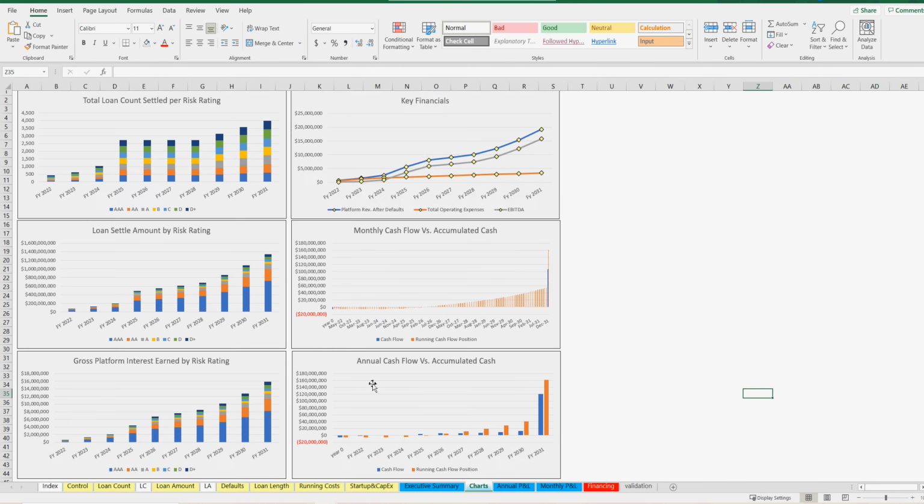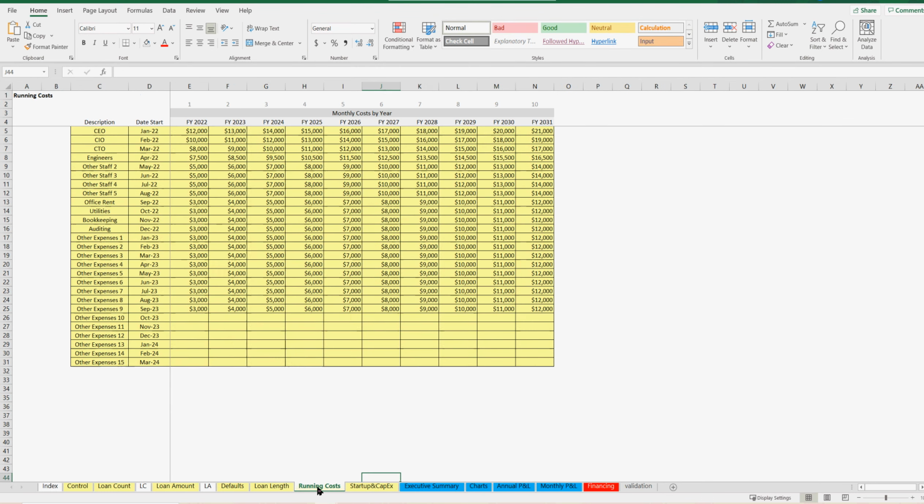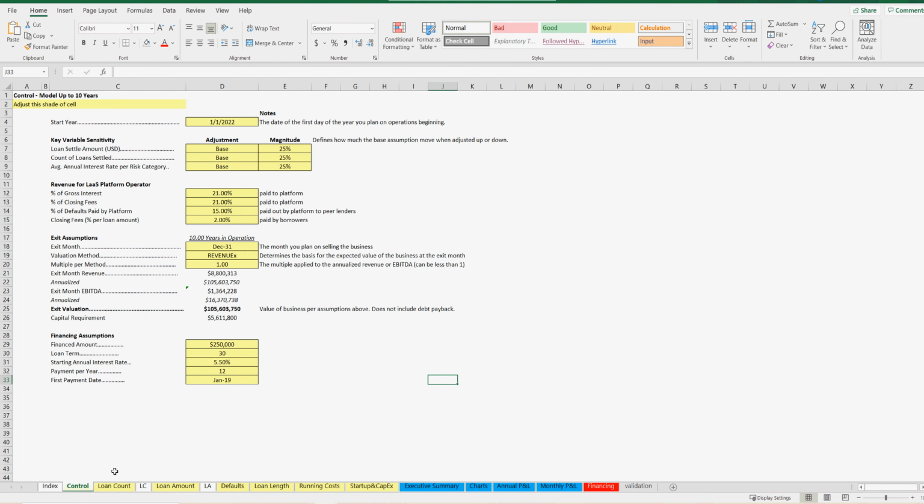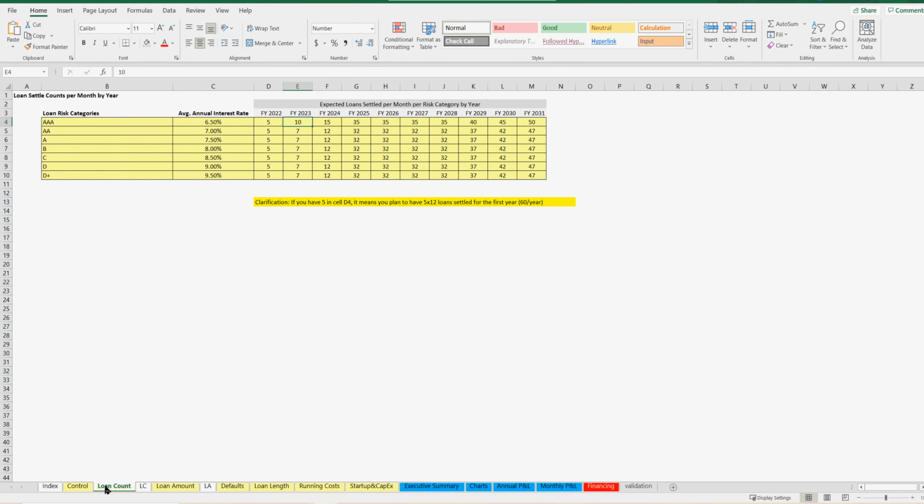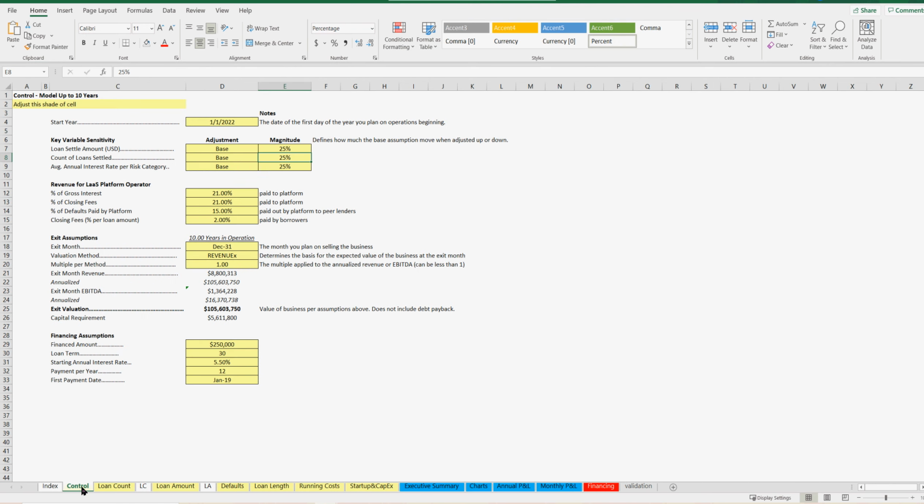This model also has an annual summary. It's got plenty of cool charts, an executive summary, discounted cash flow analysis, startup costs, OPEX, and then all this stuff about loans. It is a nice one because the base is whatever you put in for the base assumptions, and you can adjust the magnitude, whether it's low or high relative to the base, and this percentage would change. That's some nice logic. I guess that's it.